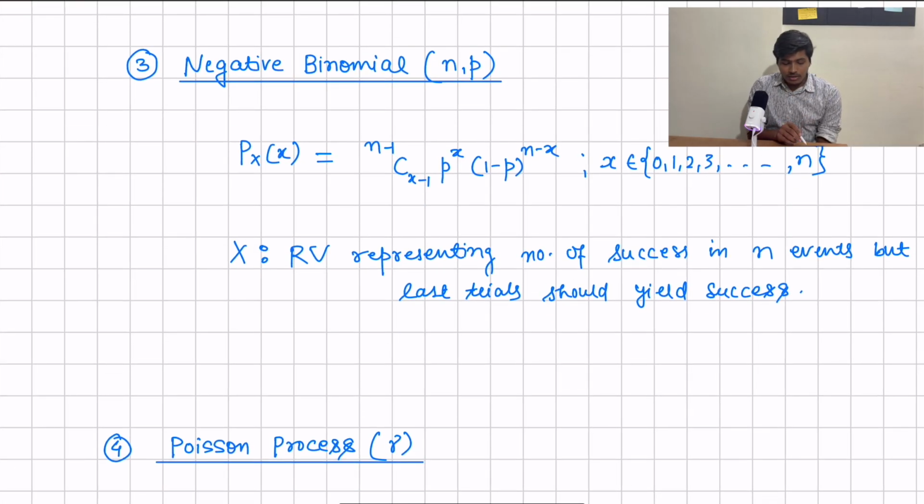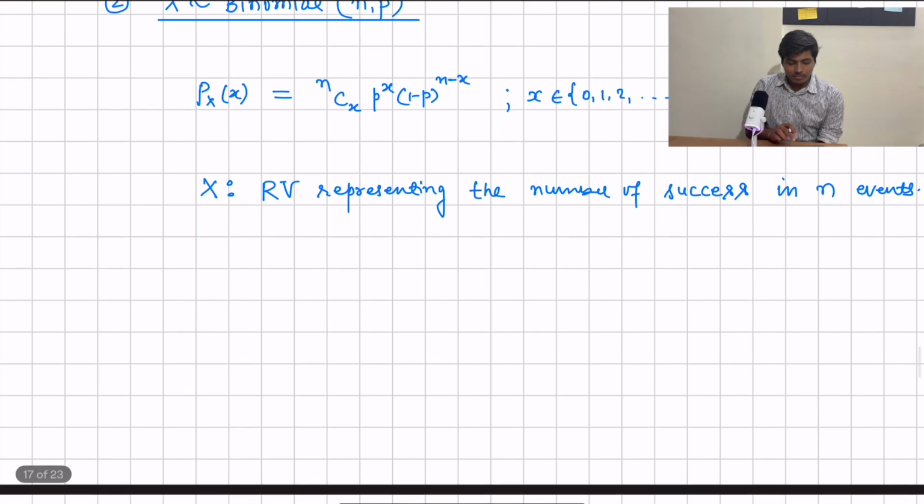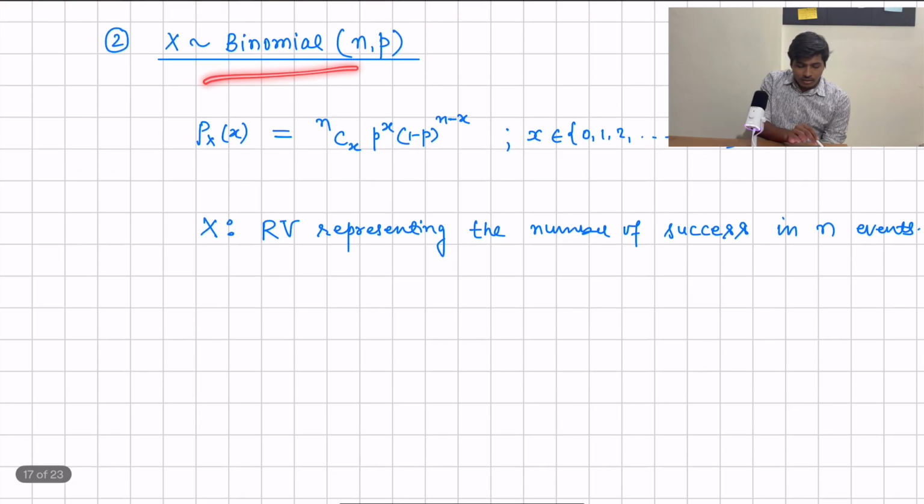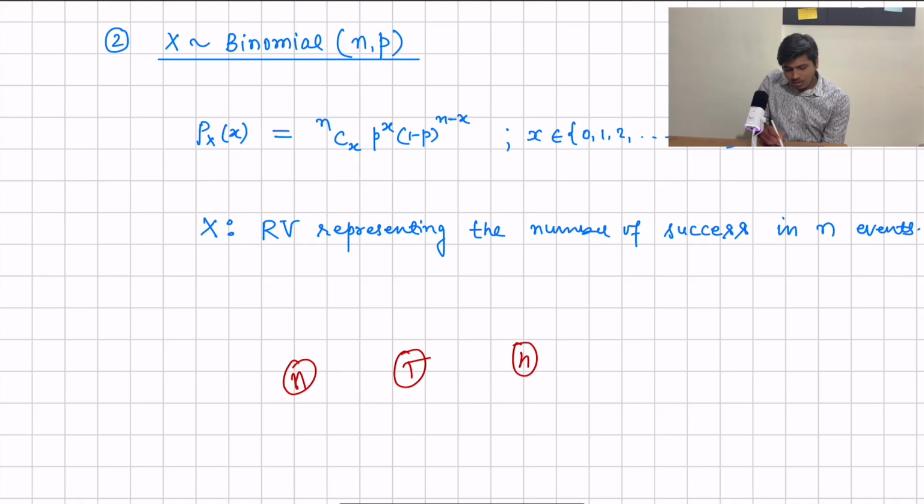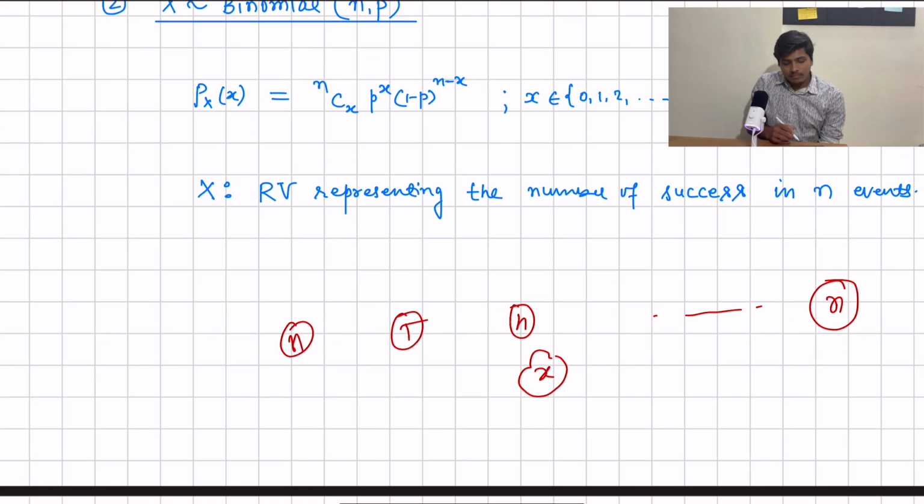Negative binomial represents a random variable for the number of successes in an event, but the last trial should yield a success. What is the difference between binomial and negative binomial? Binomial says that, let's say you toss a coin n number of times, and you get head, tail, head, or anything. So let's say you toss n times, you get x heads and n minus x tails, right? So the probability is nCx p raised to x times (1 minus p) raised to n minus x, right?